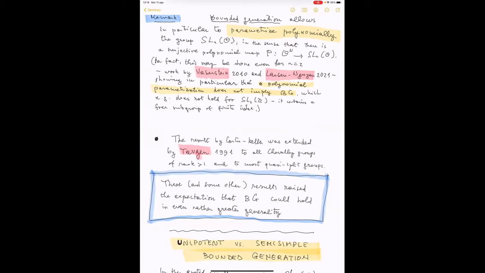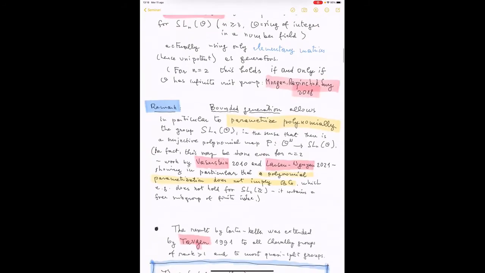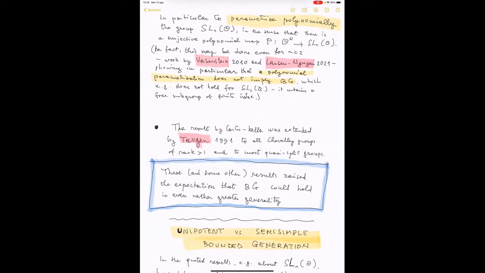And we may allow here, in the slides they have only one polynomial map, but we may weaken the condition and allow a finite number of polynomial maps. And I mention this because this follows trivially from bounded generation by unipotent matrices, as for SL_N(O). So if we have bounded generation, by expanding each power, we get a polynomial, and so we have trivially a polynomial parameterization.